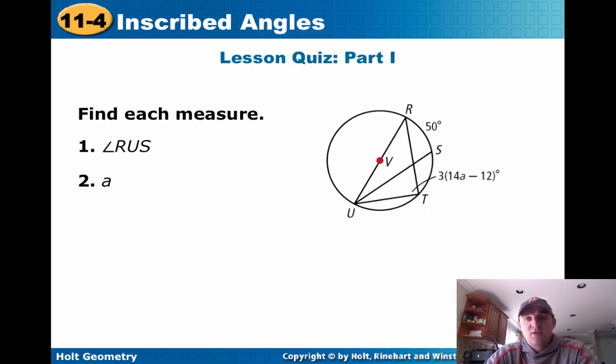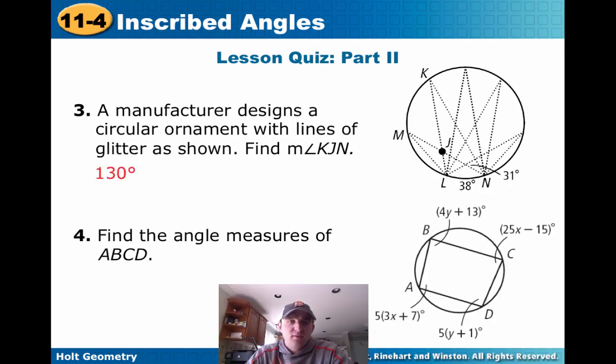Okay, lesson quiz. I want you to pause it, try it, come on back. All right, RUS. We know RUS is going to be half of that intercepted arc, so that's 25 degrees. And then when we're solving for A, we know that it's subtended by the semicircle. So if it's subtended by the semicircle, that means the angle is 90. So we can set that equal to 90, solve it out, we get A is 3. All right, we're going to skip number 3 for now. We don't need to worry about number 3. Let's look at number 4. I want you to try number 4 and come on back, see what you get.